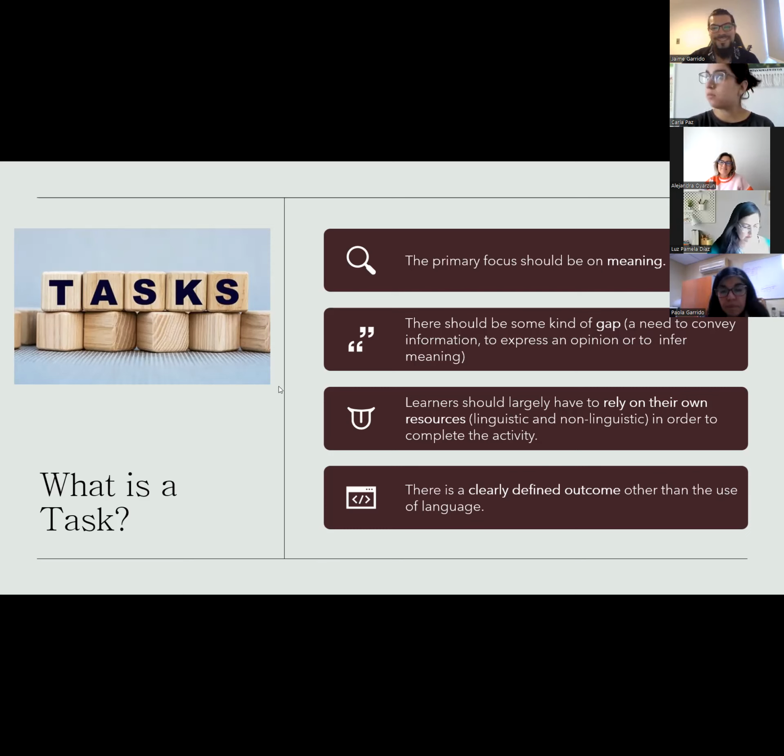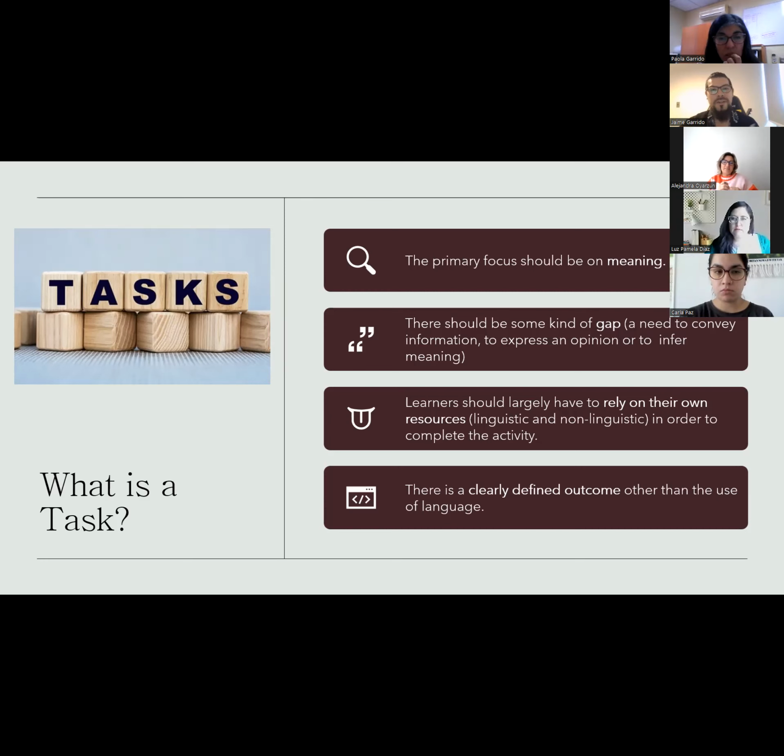Okay, sorry about that. As Luz Pamela was saying, this is something that is confusing sometimes for teachers because some teachers are not able to identify what is a task, what is an exercise, are they the same, are they different, etc. So thank you for clarifying that. Paola, you have a question there?